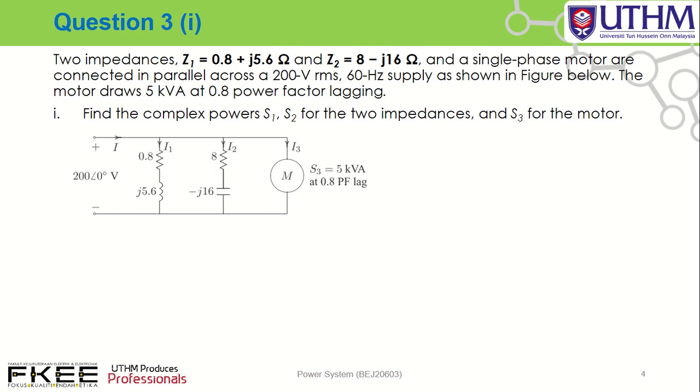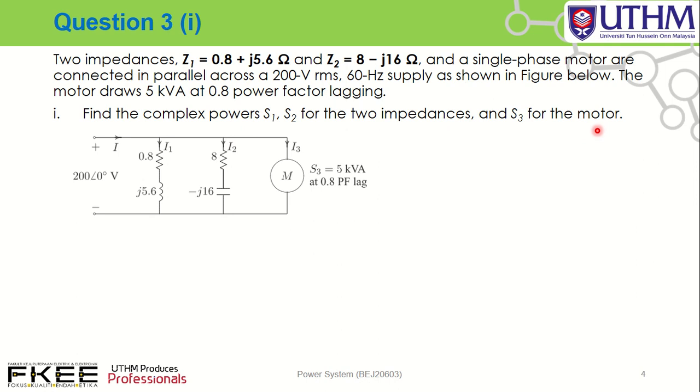For question number 3, two impedances Z1 and Z2 and a single phase motor are connected in parallel across a 200 volt RMS, 60 Hz supply as shown in the figure below. The motor draws 5 kVA at 0.8 lagging power factor. The question is to find the complex power S1, S2 for the two impedances and S3 for the motor.